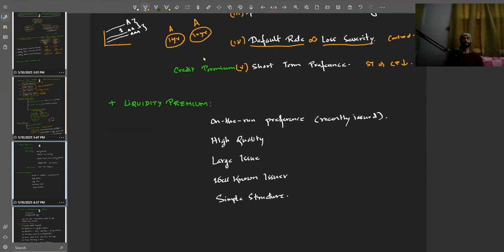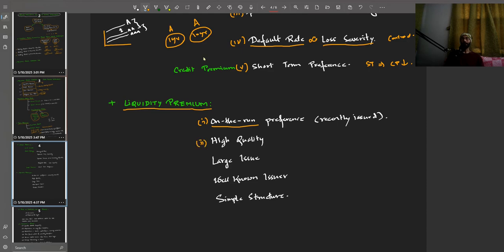Then we talk about liquidity premium. Liquidity premium also depends on certain factors. First factor is its recency of issuance. An on-the-run bond, which means a recently issued bond, has much less liquidity premium than an off-the-run bond or a bond which has been issued months back or even years back.